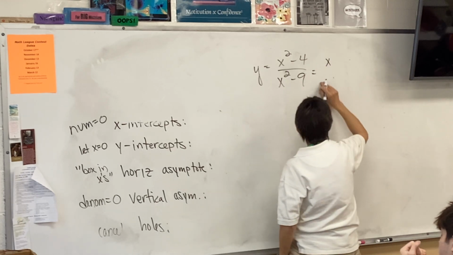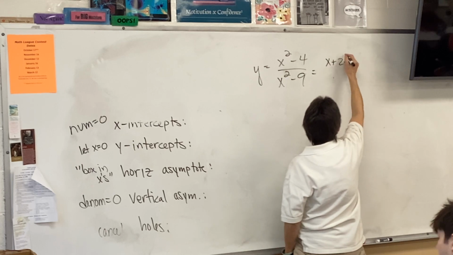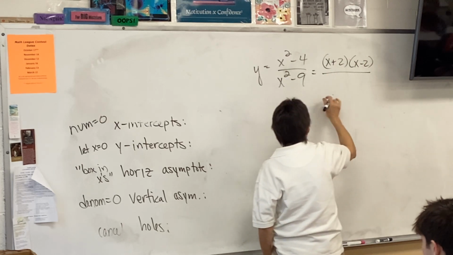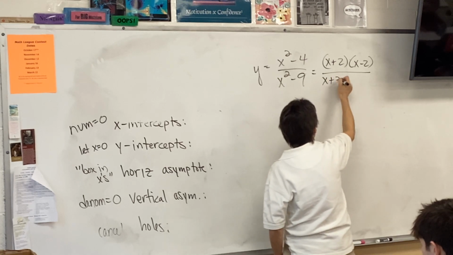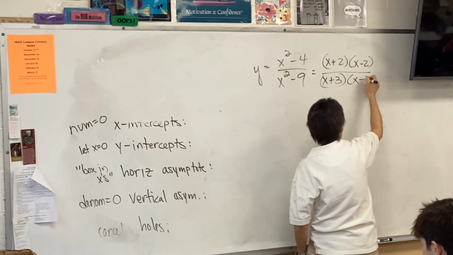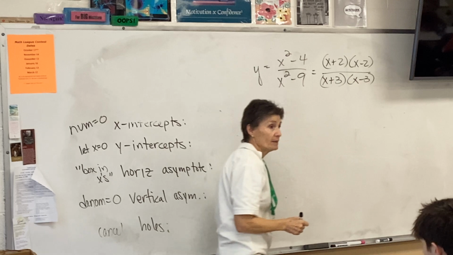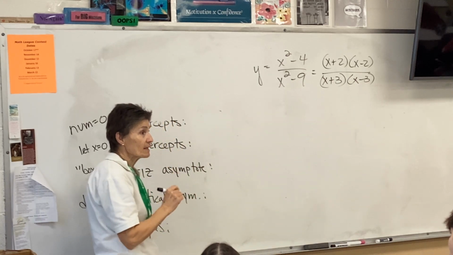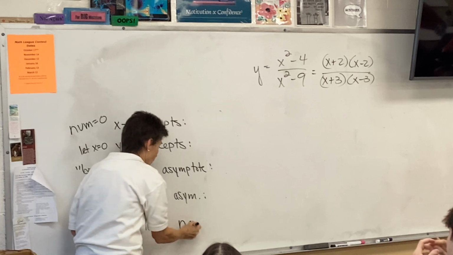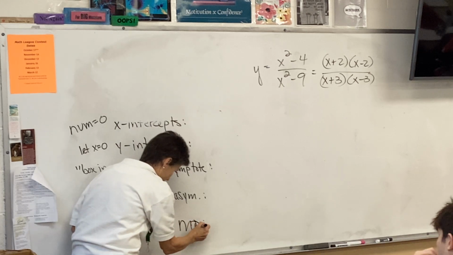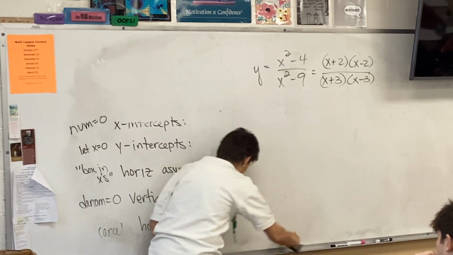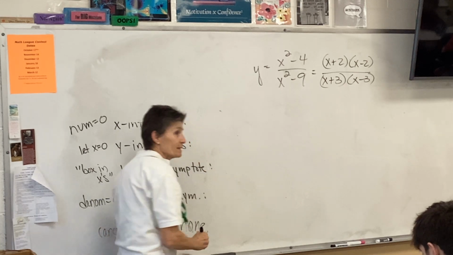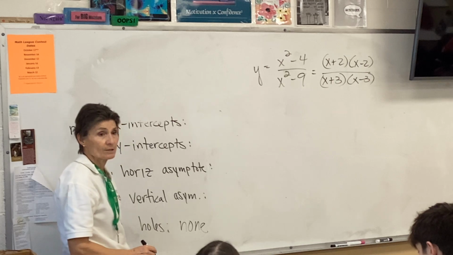So how does the top factor? X plus 2, x minus 2. It's the difference of squares. And then the bottom is x plus 3, x minus 3, also the difference of squares. And we factored, but nothing canceled, so I'm trying to write the word none, and it's not coming out very well. There are no holes. Would everybody agree with that? Even though it factors, there aren't any holes.